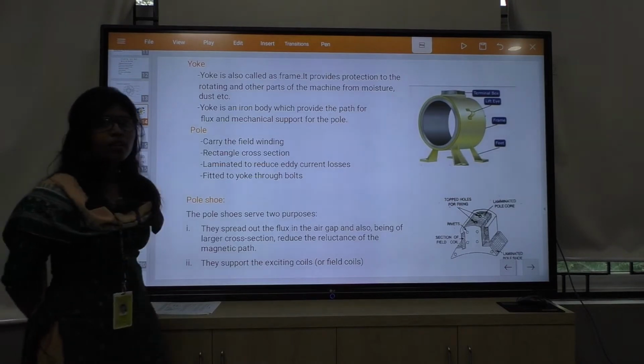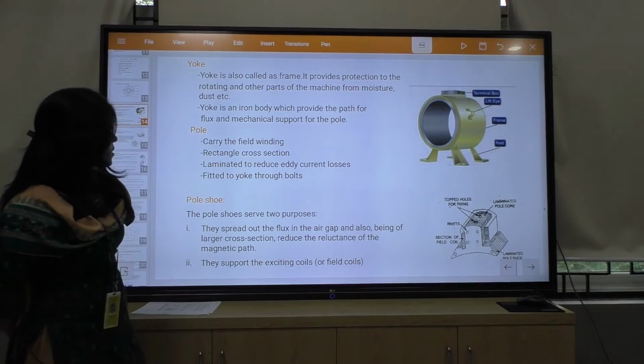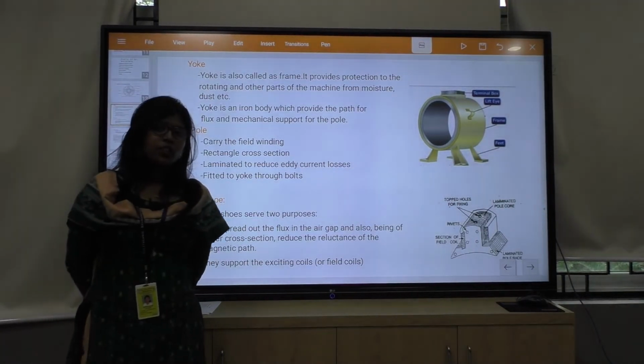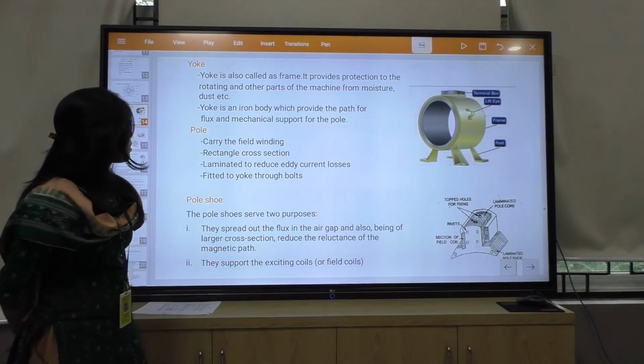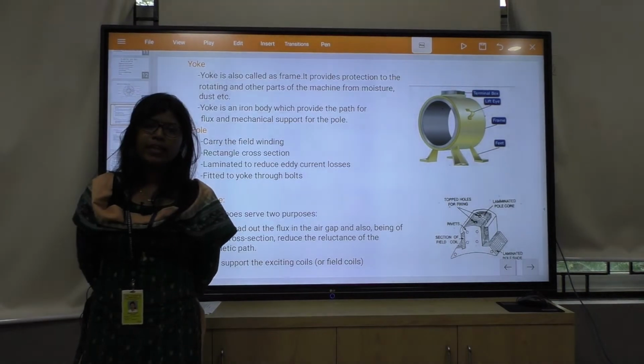Yoke is the main part of the DC machine, that is the frame. It supports the machine and protects it from dust or moisture. It is the iron body, and it also provides the path for magnetic flux.